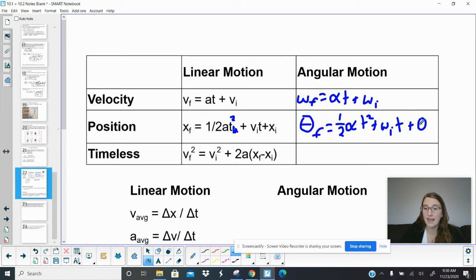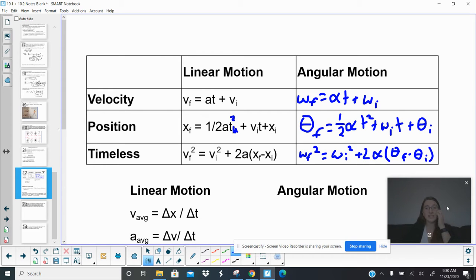Plus v again is now omega, angular velocity, t, plus x again is now our angle. Because we're talking about an angular motion, our position is based on the angle we're at. And then lastly, we have omega final squared equals omega initial squared plus 2 times alpha, theta final minus theta initial.